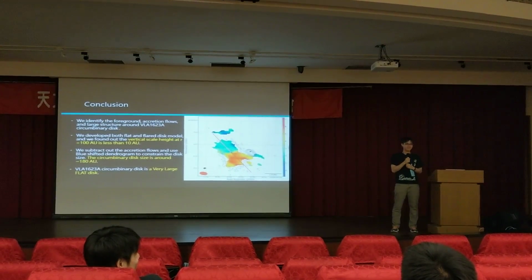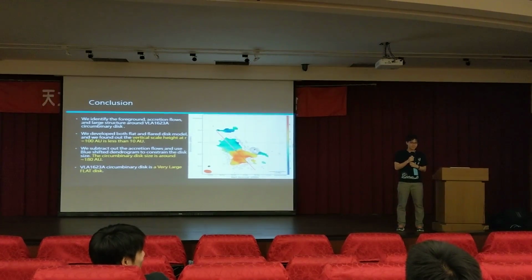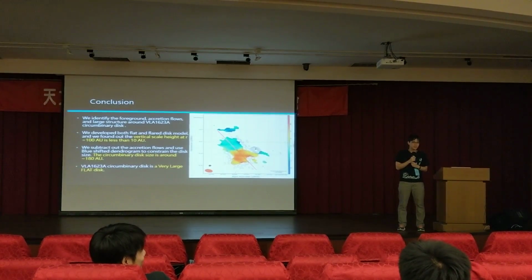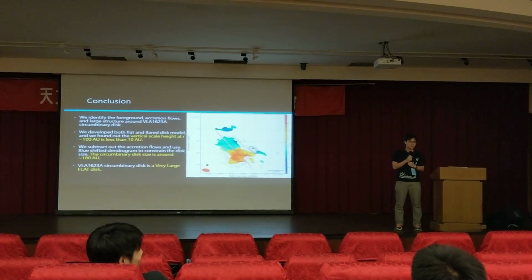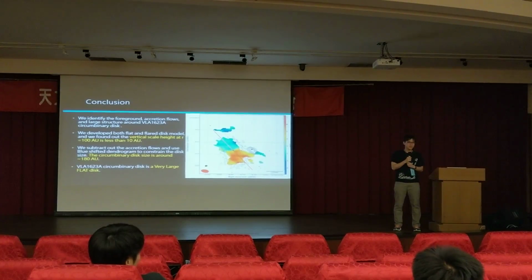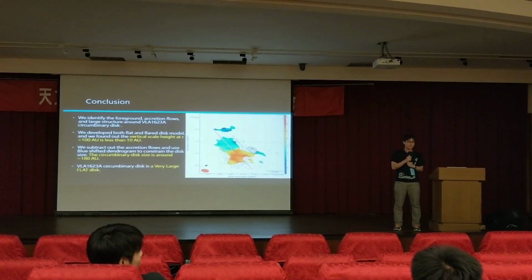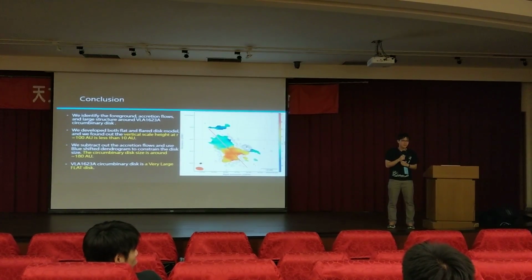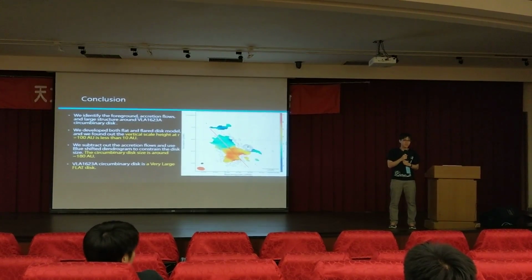Just a quick comment. You mentioned the size of the circumbinary disk. It's possible that the size of the circumbinary disk will increase with time because angular momentum is being transported from the binary into the circumbinary disk. So the size itself is not necessarily the size it had when it was formed, but it can expand during evolution. Okay. Yeah.